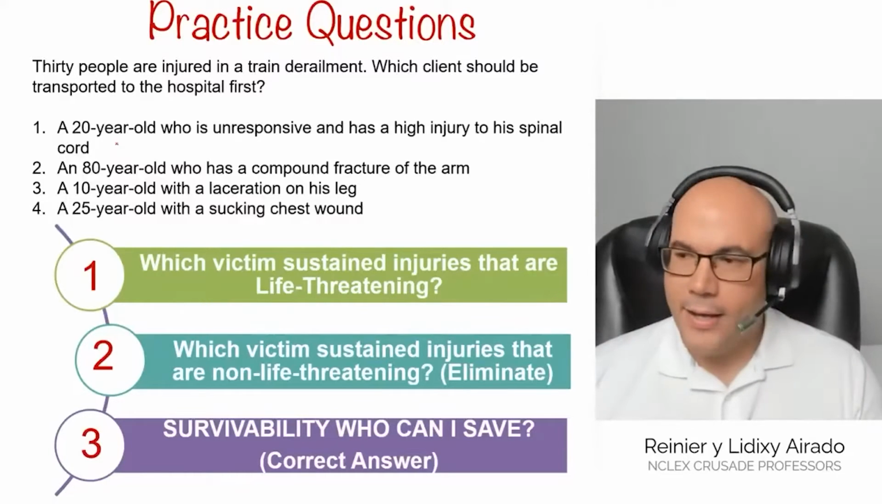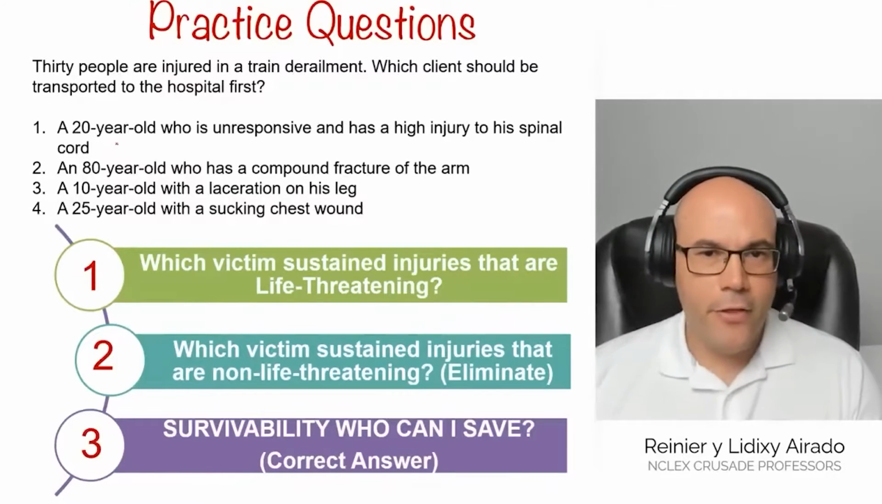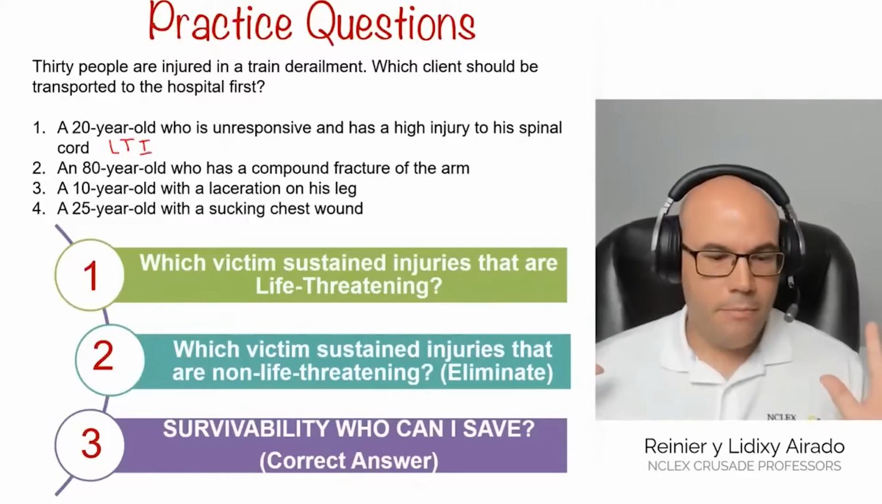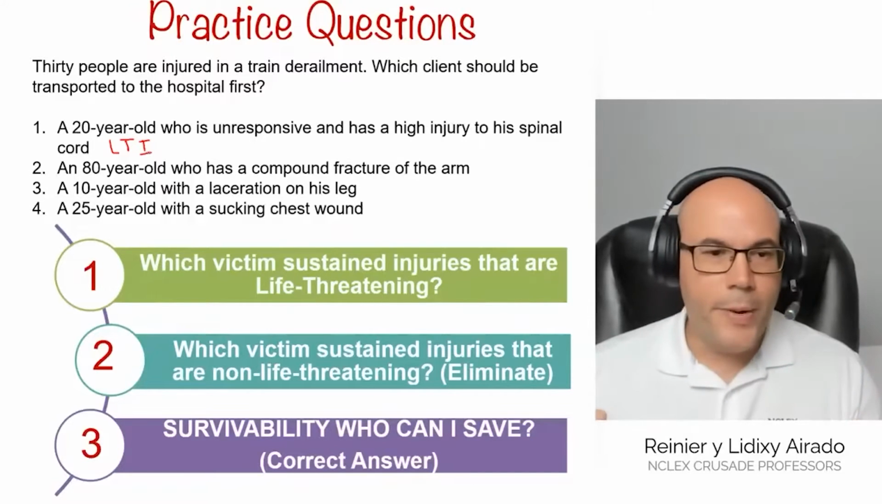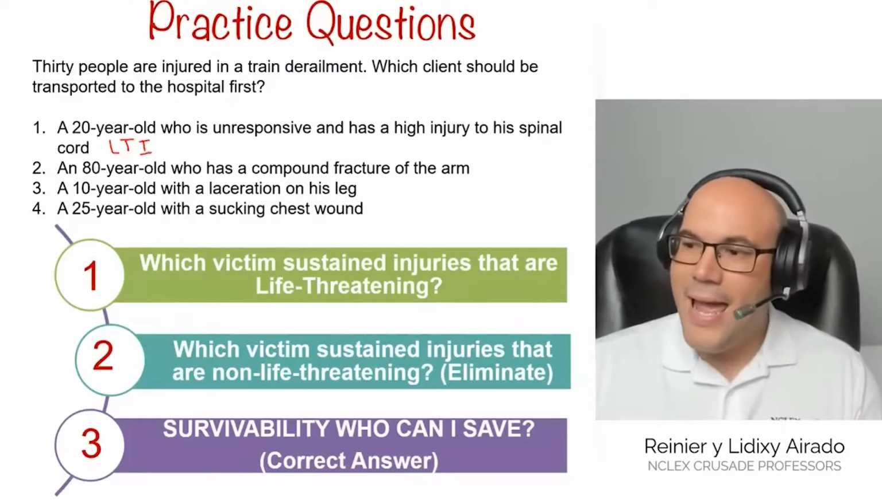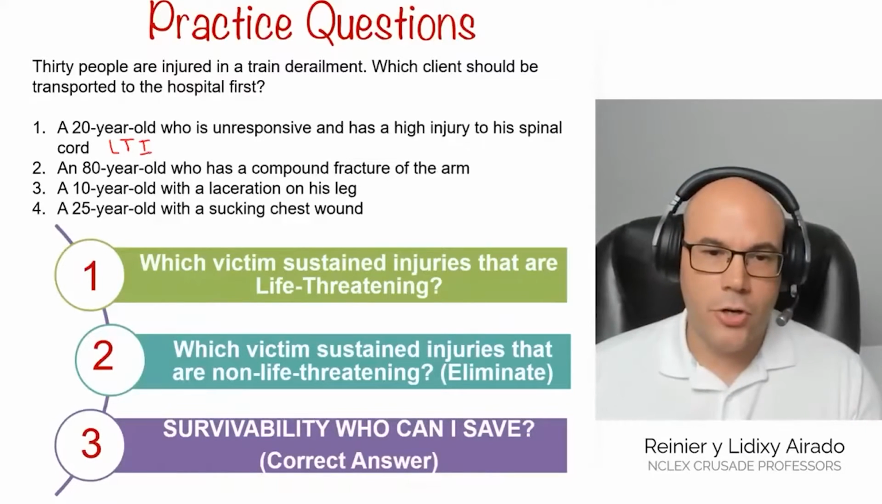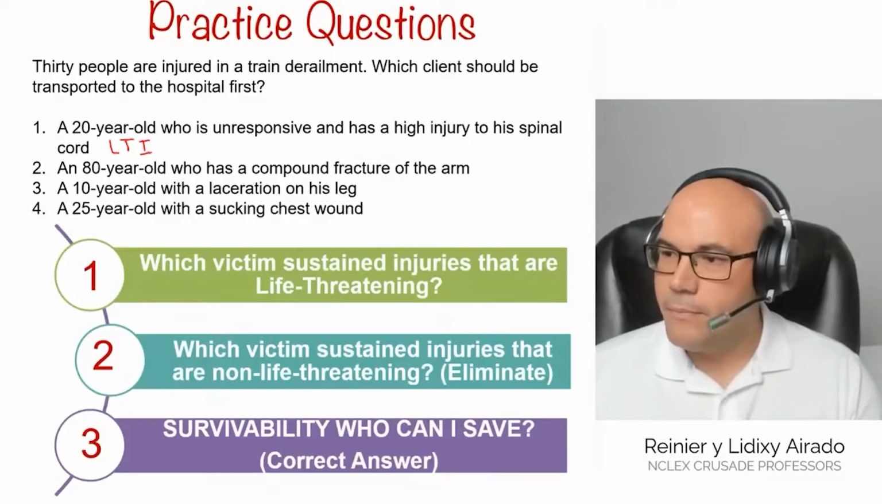Answer number 1 says a 20-year-old who is unresponsive and has a high injury to his spinal cord. Do you think this is a life-threatening injury? Absolutely. This is a life-threatening injury. Okay, perfect. Let's go to patient number 2. An 80-year-old who has a compound fracture of the arm.